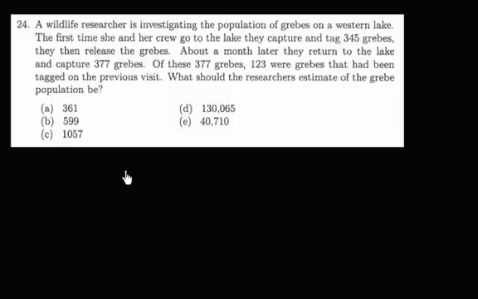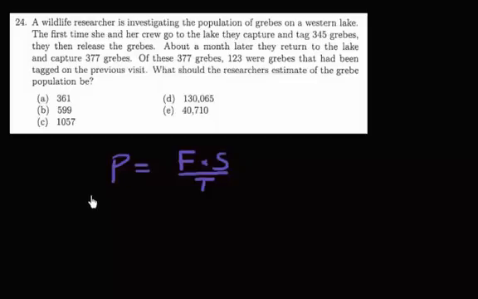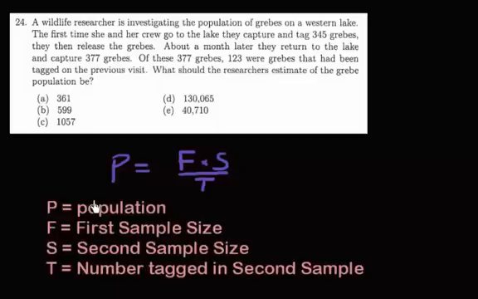Now, we go into probably a lot of detail in class about this, but we ended up with just a formula, which looked like this. Now, the P stands for population. Here's what F, S, and T stand for. So we got population is P, F stands for the number in your first sample, S stands for the number in your second sample, and T stands for the number tagged in your second sample. So we have all that information up here.